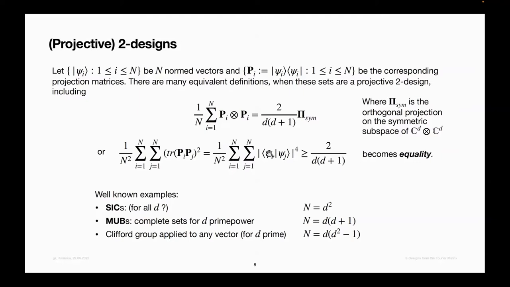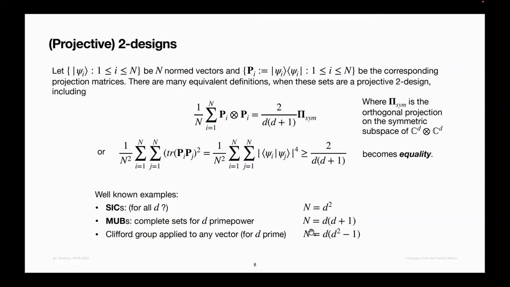Also, there are inequalities like this one. There is one written down here, which is very useful for numerical calculations. And we now have well-known examples. The SICs are projective two designs with D squared elements. The MUBs, which were mentioned before already, are two designs with D times D plus one elements.